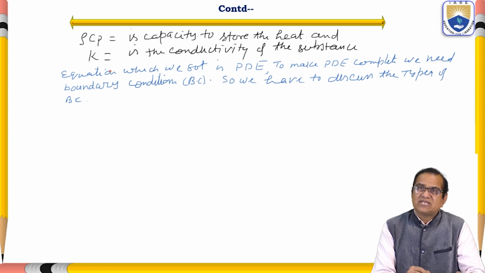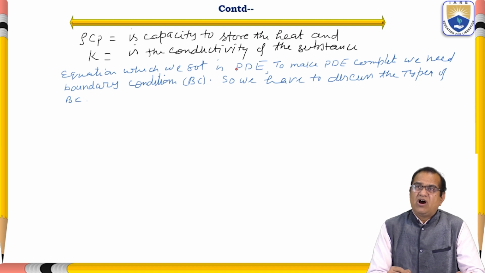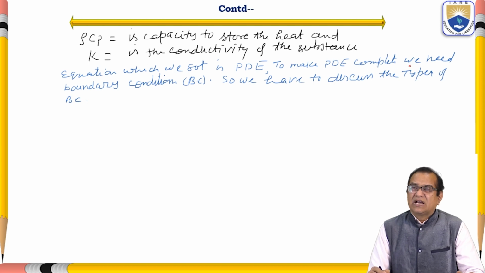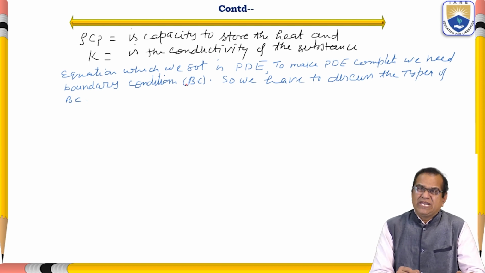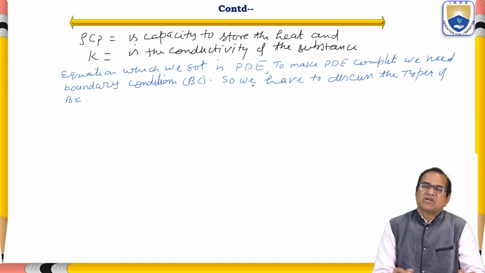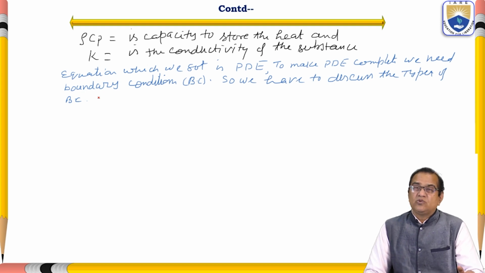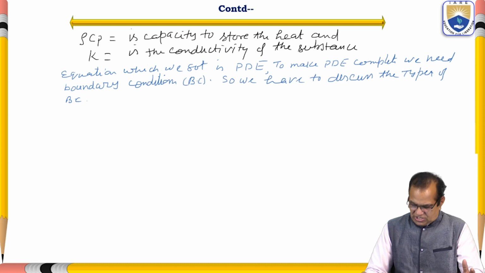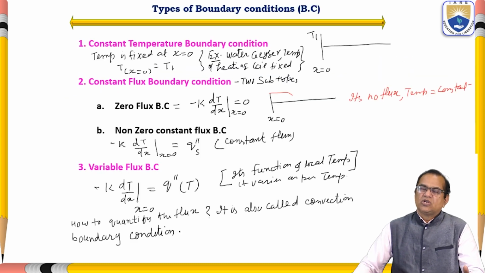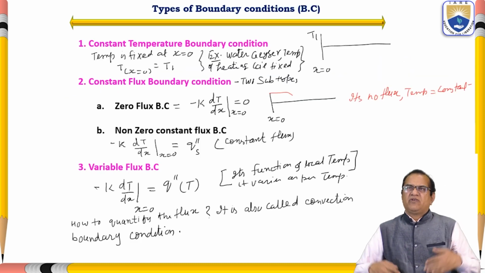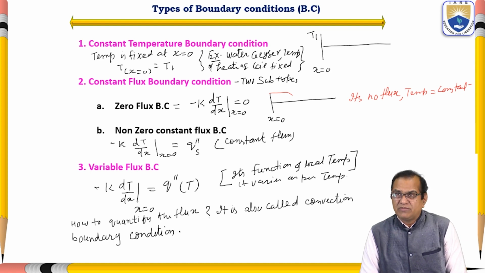So the equation which we got is a partial differential equation. To make the partial differential equation complete, we need boundary conditions. So we have to discuss the types of boundary condition. In the next slide, we are going to see how we can solve the equation which we have got just now. So here we will see the types of boundary condition in thermodynamics.